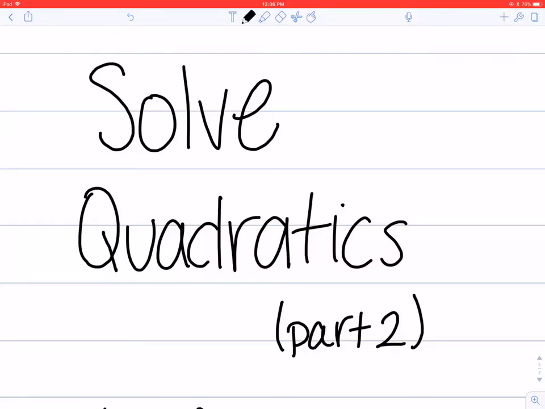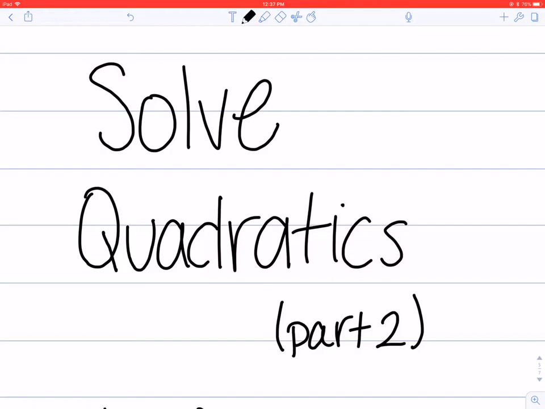So here's our second method to solving quadratics. In the last video we talked about solving with the square root method, but the square root method was a very specific type of quadratic. It had to have just x squared. It couldn't have x squared and an x. So in this video with solving quadratics, we're going to talk about our first method, which is completing the square.